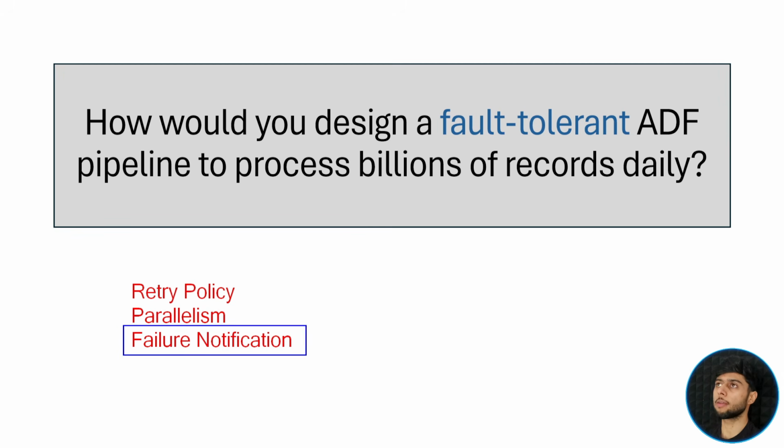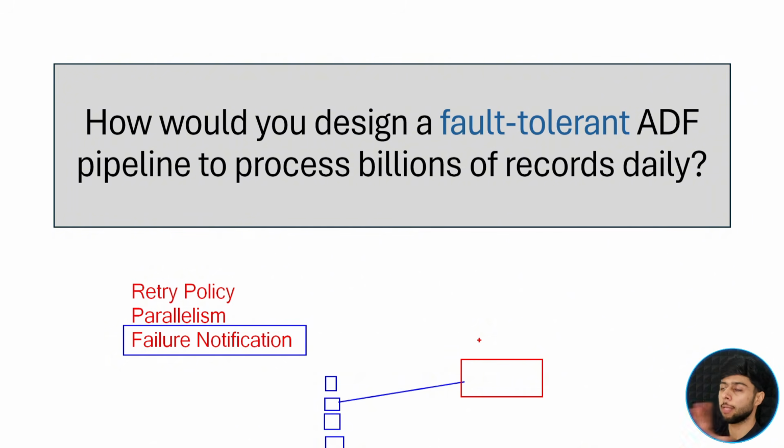Now this is the good thing, how we can enable failure notification. Let's say we are using a copy activity, and we have multiple nodes. Let's say these are the nodes. We can pick the failure node and apply another activity after this, which will send us an email saying, hey, your pipeline just failed. Just check and see what's wrong and what the issue is. So you can enable failure notification as well.